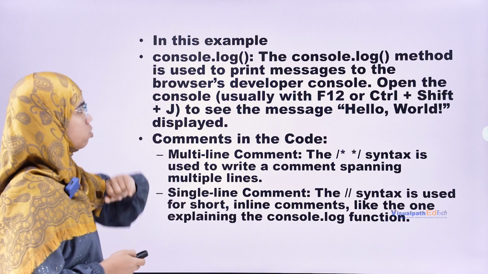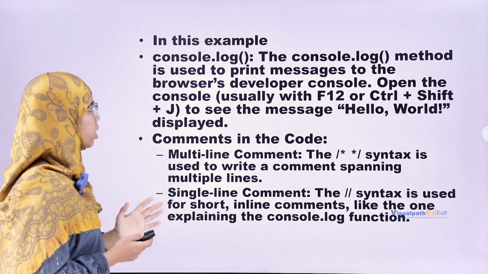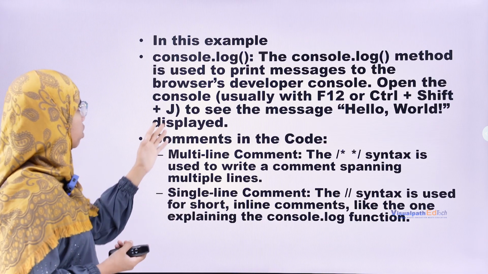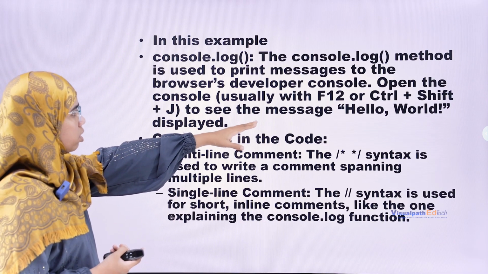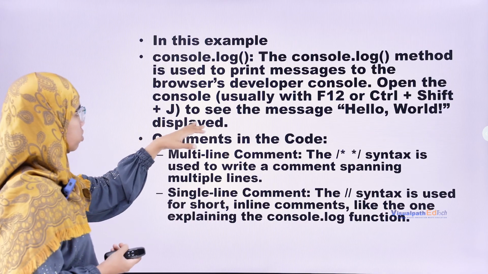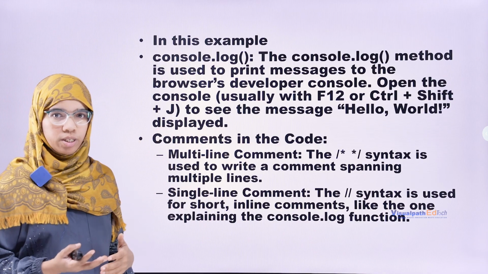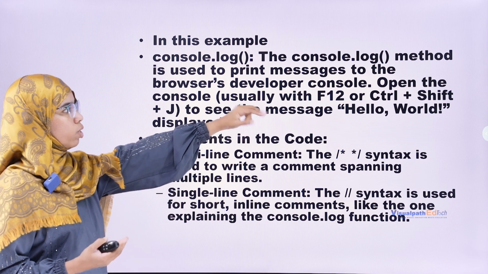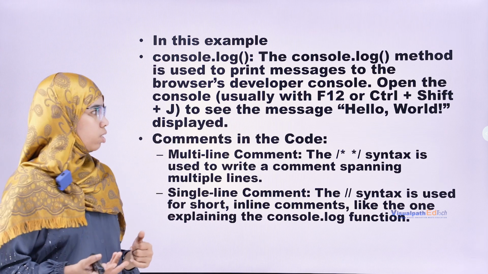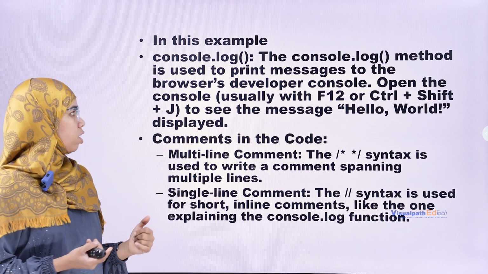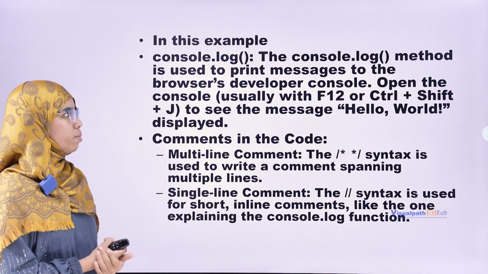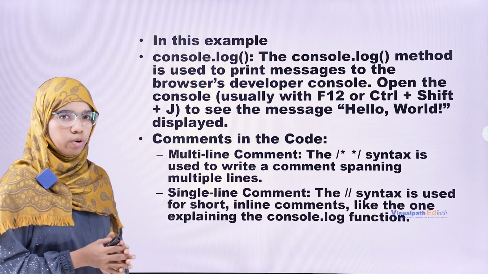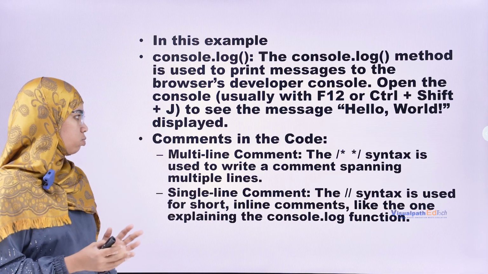Here, what is this console.log? It's a method that is used for printing messages to the browser's developer console. Usually we use F12 or Control plus Shift plus J to see the messages that are to be displayed. For viewing this output, we will be using the shortcut key F12 or Control plus Shift plus J, and that's how you will be seeing the messages. And console.log is a method that is used for displaying the message in the browser.